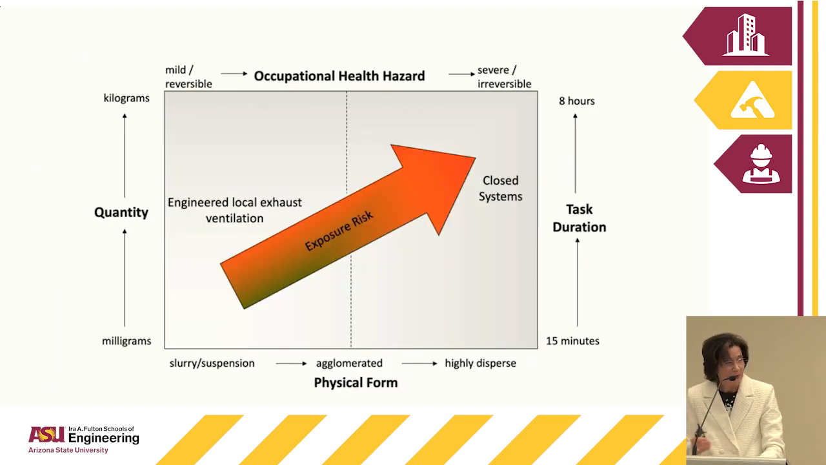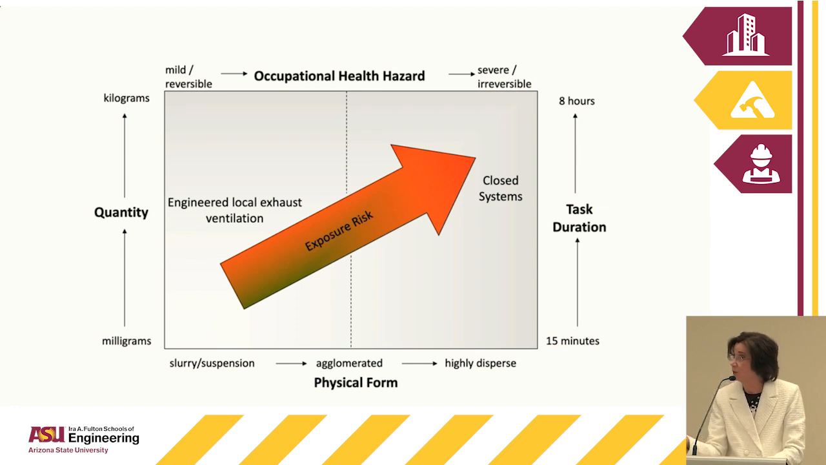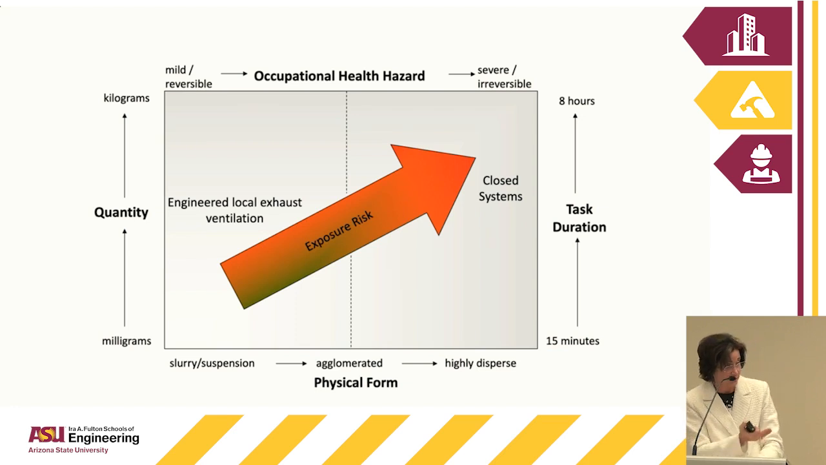So one of the things, getting back to the whole concept of occupational exposure banding and control banding, is this is a document that we used to inform the pharmaceutical industry about how to manage this. If you take a look at the occupational health hazard, mild and reversible to severe and irreversible, the physical form, this was slurry or suspension all the way up to highly dispersed. These are essentially micronized compounds.